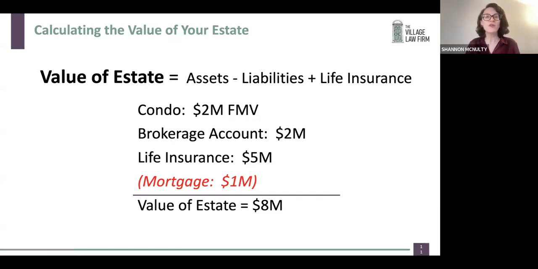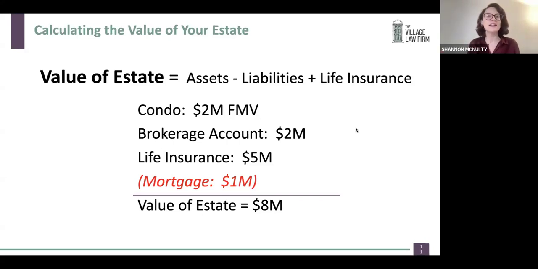Basically, the value of your estate for estate tax purposes is your net worth plus any life insurance proceeds. A lot of people don't realize that life insurance is included as part of your estate for estate tax purposes. I know a lot of life insurance agents will say, oh, life insurance is tax-free. It is income tax-free. It is not estate tax-free unless you do specific planning for it.